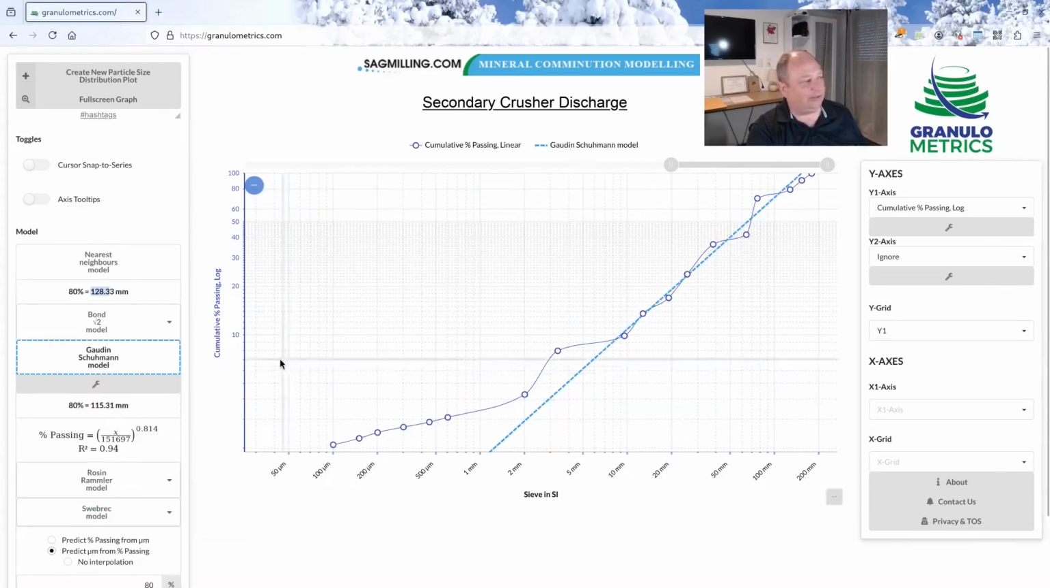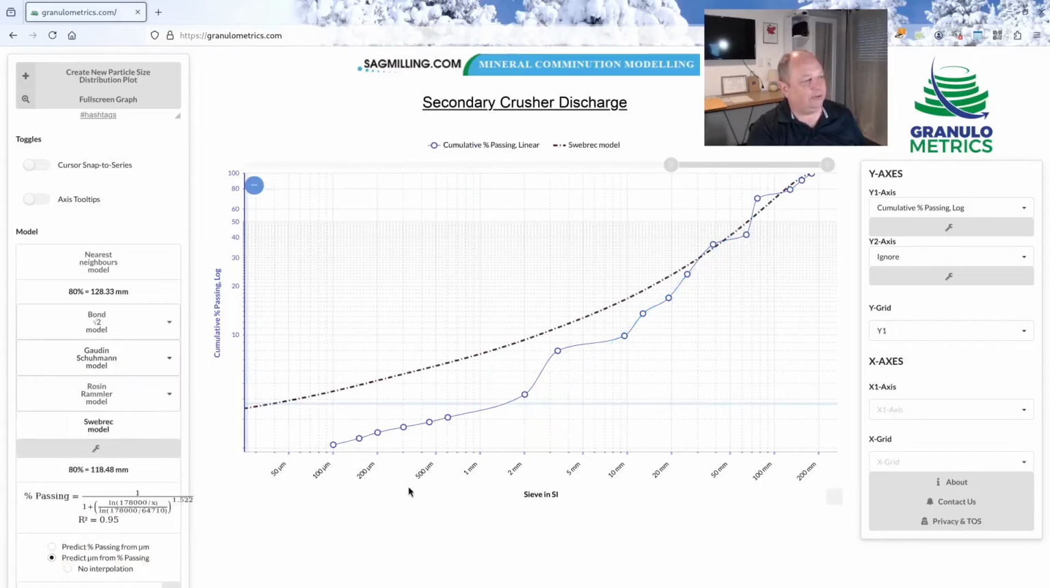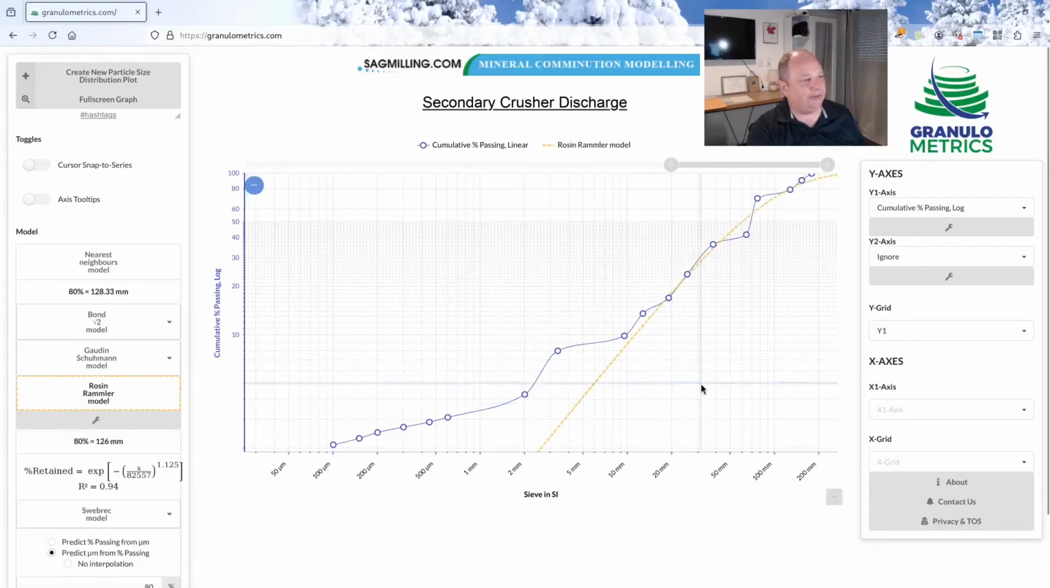Some of these other models, like the Gaudin-Schuhmann model, predict that the 80% passing size for the crusher is actually a little bit less. So that regression model doesn't really like this data point and thinks it should be a little bit further to the left. So with all of these different models, you can kind of judge for yourself which one of them you think best describes the particle size distribution. In this case, I think the Rosin-Rammler is not a bad choice. It works well below the 80% size down to the range of 10 to 20% passing.